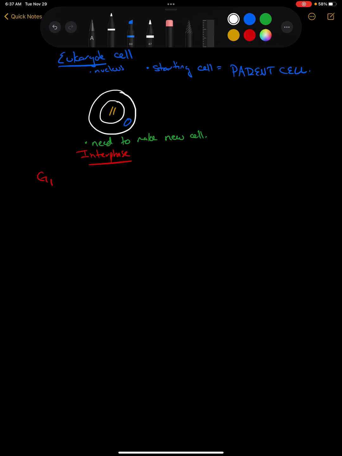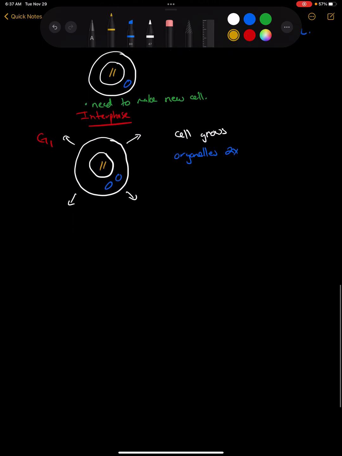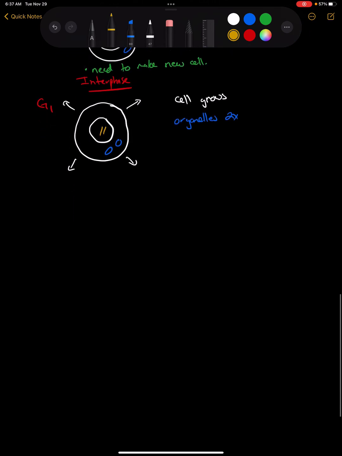So what happens during G1? G stands for grow. Look, my cell literally got larger. See, this thing grew. So the cell grows. I still have a nucleus. And then what else happened? Oh yeah, my organelles doubled, so organelles times 2. And then I still have my DNA inside. That's all G1 is. My cell grows, and then I double my organelles.